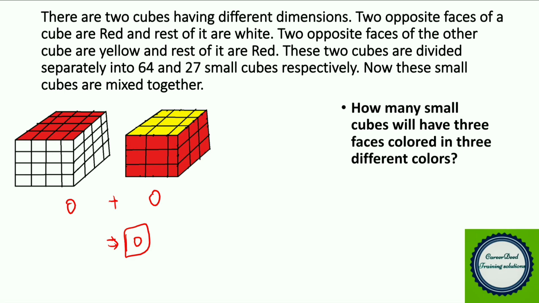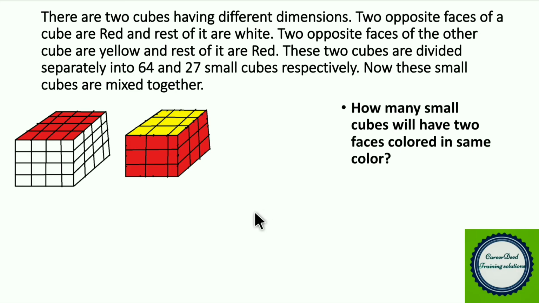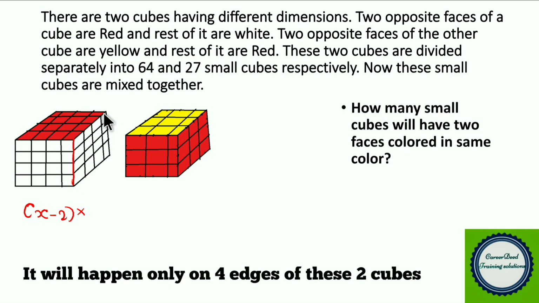Hope you understood the problem. Moving to the fourth question, the last question of the session. How many small cubes will have 2 faces colored in the same color? So x minus 2 into the number of edges. The number of edges here is 4. What we exactly need is how many small cubes will have 2 faces colored in the same color. That means you have to consider only this. Right, so we totally have 4 such edges, right?